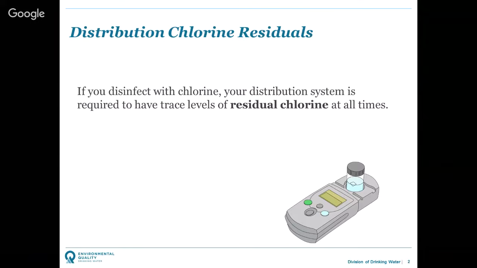So, distribution chlorine residuals. If your water system uses chlorine as a disinfectant or adds it in any way, shape, or form, then your distribution system is required to have trace levels of leftover or residual chlorine at all times. So you will hear us talk a lot about MRDLs. MRDL is the acronym that stands for Maximum Residual Disinfectant Level, and MRDLs are the chlorine residuals, these little residual readings that are required to be reported to the division every calendar quarter.